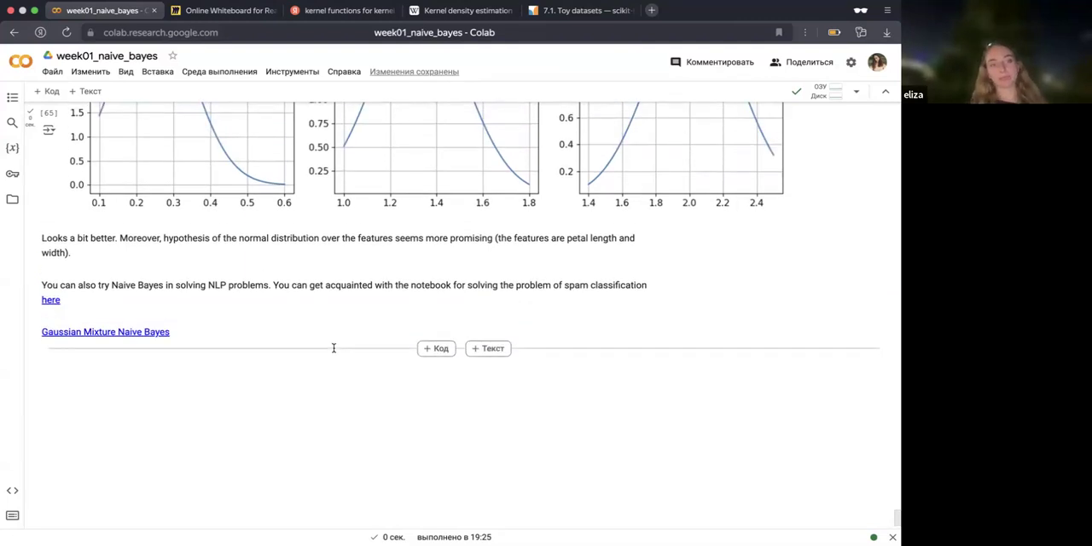When we work with naive Bayes classifier, we discussed that you can use normal distribution, but you can try to get a more precise distribution with the help of kernel density estimation. But we also have other approaches which can help to improve our naive Bayes. For example, it's Gaussian mixtures.